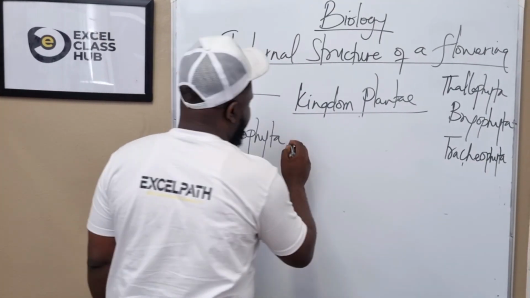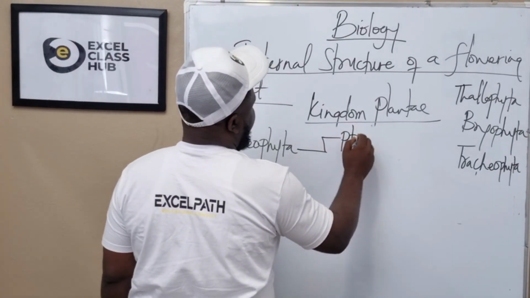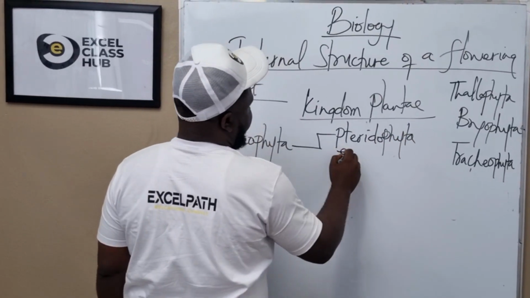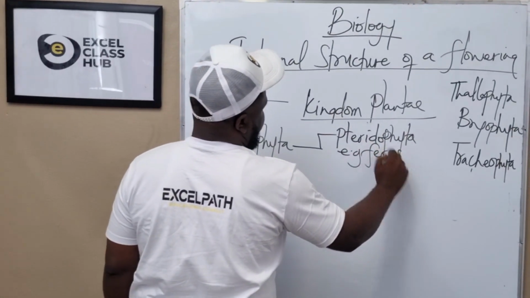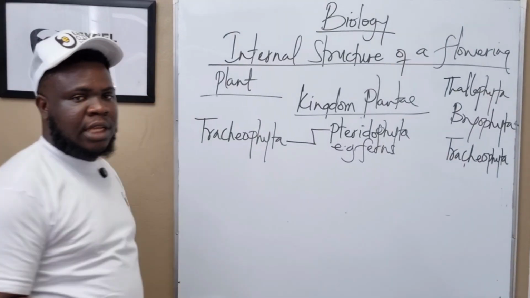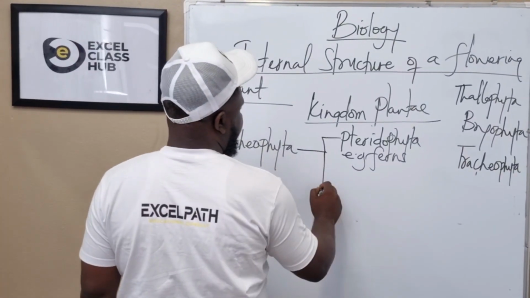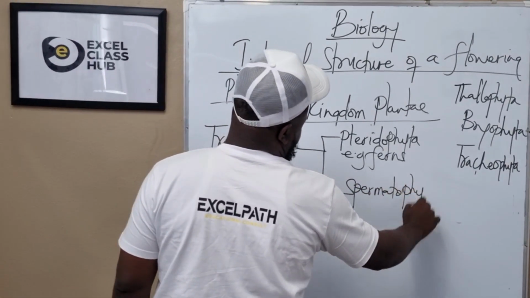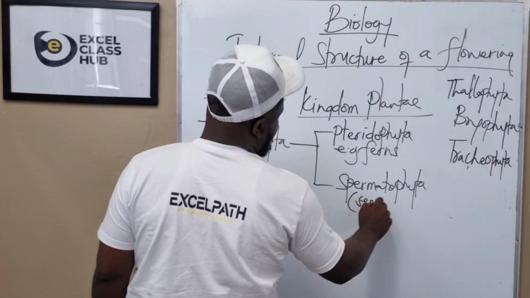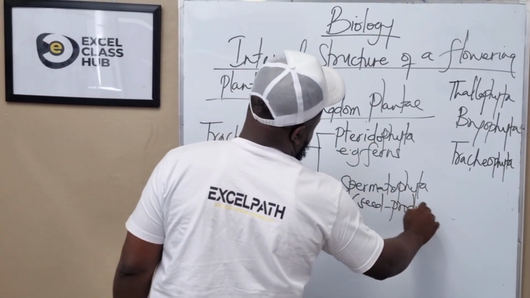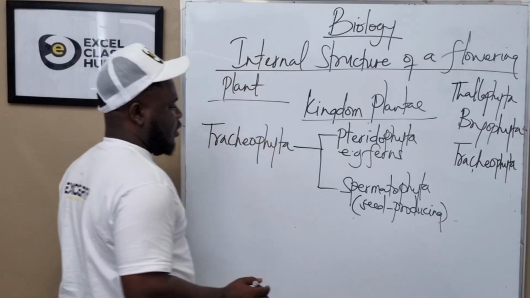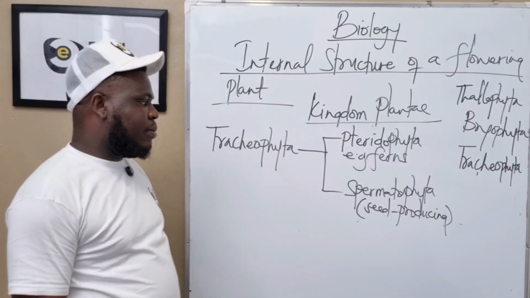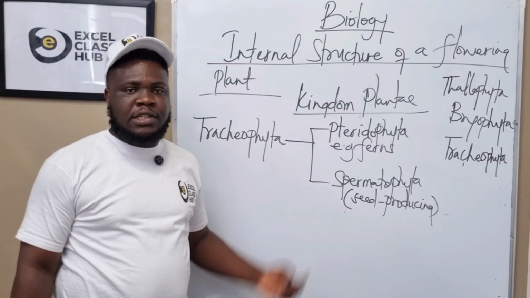The Tracheophyta is further divided into two. We have Pteridophyta, where you have organisms such as ferns. Then the second one is the Spermatophyta. Spermatophyta are also called seed-producing plants. It is only when we get to Spermatophyta under the plant kingdom that we start seeing the production of seeds.